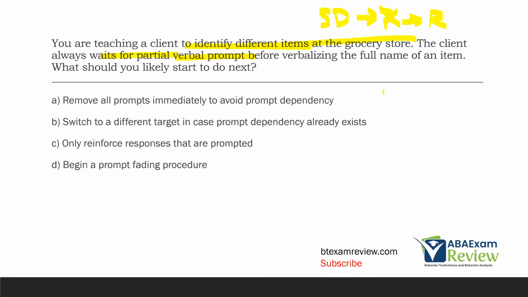C, only reinforce responses that are prompted. Well, that would be just strengthening the prompt as the SD. So what we need to do is begin a prompt fading procedure. Now that we know that this client is waiting for the partial verbal prompt before verbalizing the full name, we need to start fading out that verbal prompt and getting the client to say that full name with a less intrusive prompt or independently. When you start to see a client progressing, but also relying on a prompt, we've got to start removing that prompt as quickly as possible. We're always trying to fade those prompts out whenever we can.